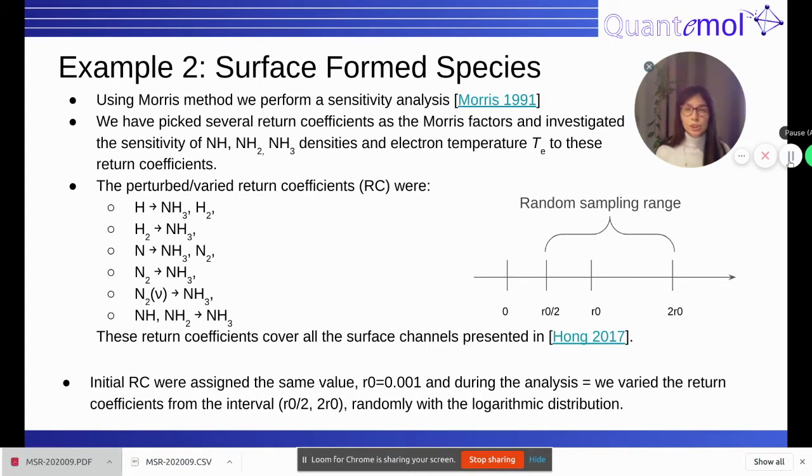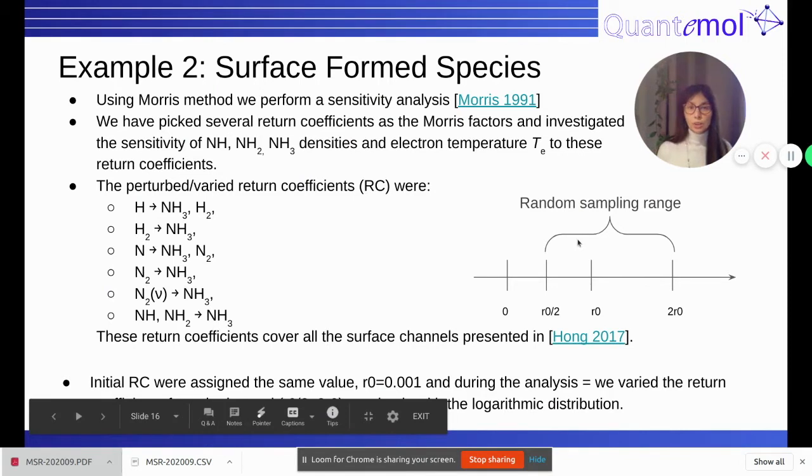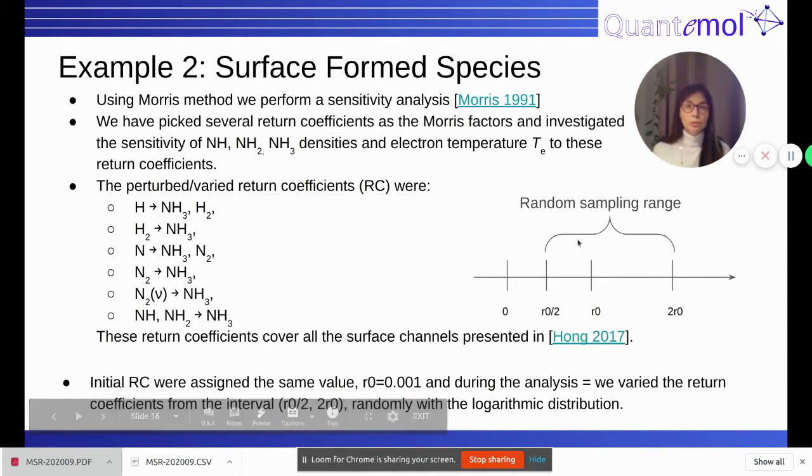Essentially, we took all possible channels of interaction between plasma and surface, and species returning into the plasma, described in the paper I referenced before, and we perturbed them in a Monte Carlo fashion within a random sampling range I outlined here. Initially these coefficients were all given an arbitrary value and then varied, and we ran the variations with our 0D model and looked at which variation had the most impact on our key species and on electron temperature.